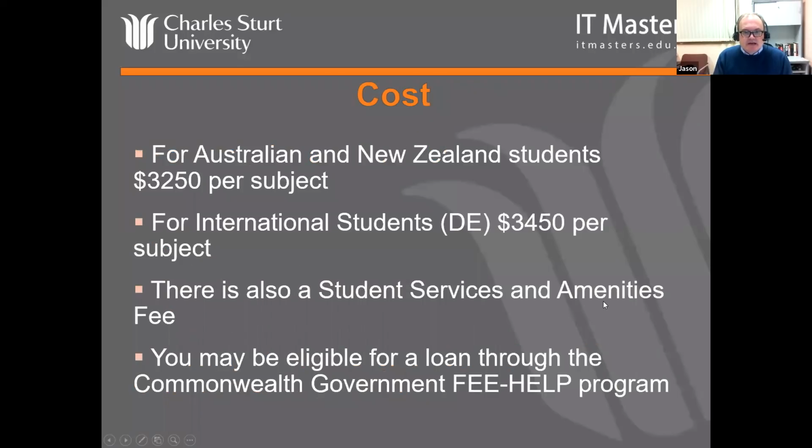Once again, if you want to find out how much credit you might get, you can complete the eligibility form available at IT Masters. Quickly talking about cost, for Australian and New Zealand students, you're looking at $32.50 per subject, times that by 12, that's the total cost. Obviously, less any credit. For international students, we're looking at $34.50 per subject. There's also a small student services and amenities fee. I don't have the exact figure for that. It's around about $22 a subject.